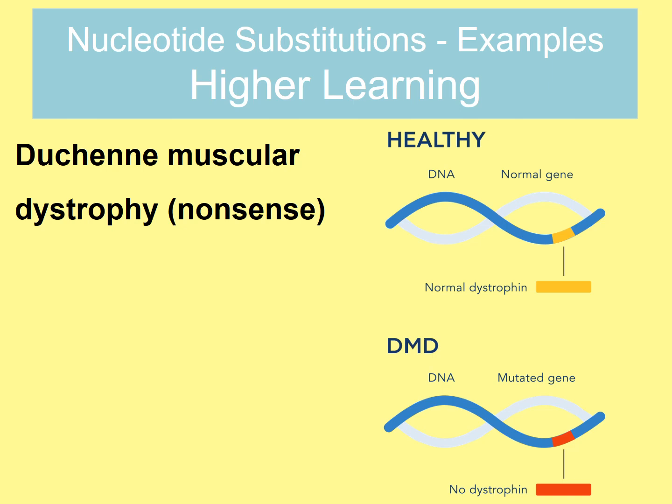Duchenne muscular dystrophy is known as a sex-linked condition, which we'll look at in more detail in Unit 2, and is almost entirely restricted to males, being passed on by carrier mothers to their sons.